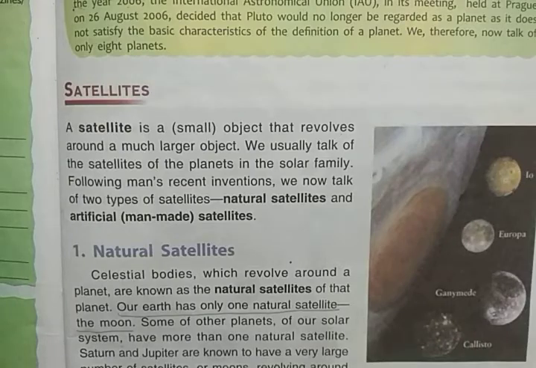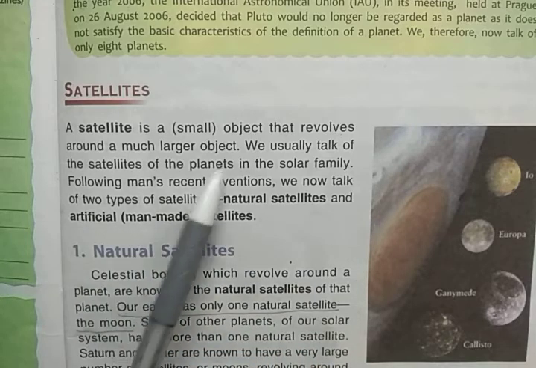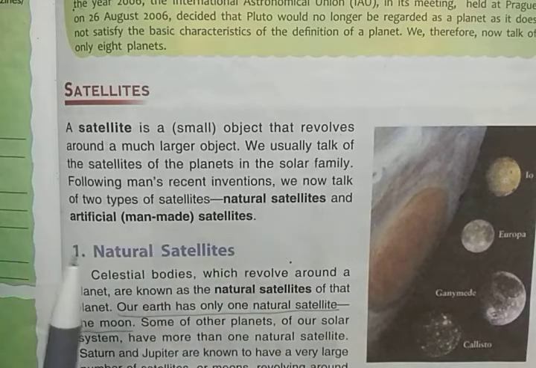Hello students, we are doing lesson 11, that is our solar system, and in this lesson we have learned about all the planets of our solar system, and we are discussing about the satellites. As we have discussed, a satellite is a small object that revolves around a much larger object, and we usually talk of the satellites of the planets in the solar family.